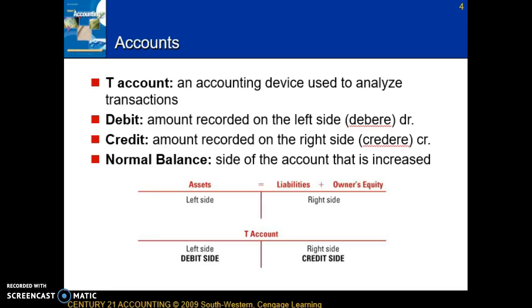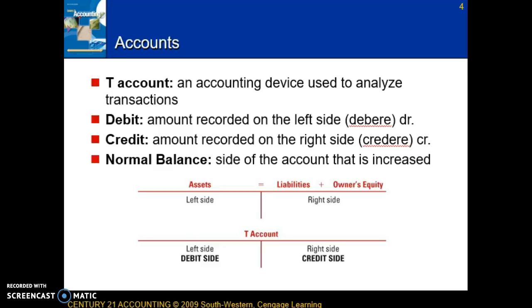Now we have our debits and our credits of our T account. Our T account is an accounting device used to analyze transactions, and you can see that at the bottom of the screen. The left side is always going to be a debit, and the right side is always going to be a credit. It doesn't matter if it's an asset, liabilities, or owner's equity. Left side of the T account is a debit, right side is a credit. They each have Latin words, which are in parentheses above there, and so you're going to see the abbreviation DR for debit and CR for credit.